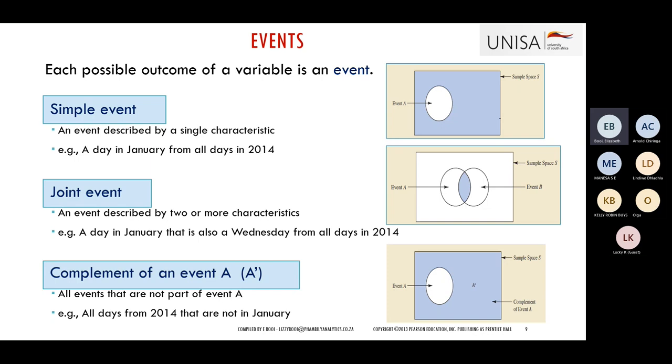If I roll a die and it lands on a one, the complement of one will be all other events or all other outcomes, which can be either 5, 2, 3, 6, and 4. Those are your complement of one. So what do we mean by complement?